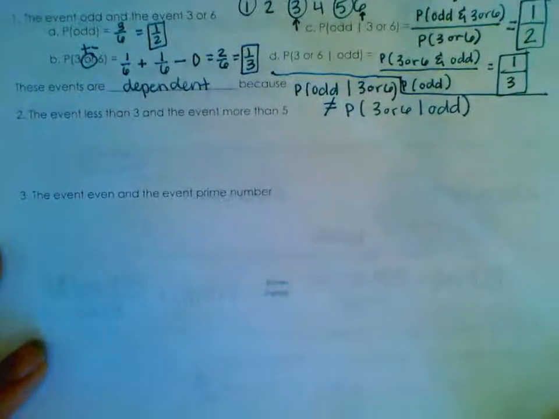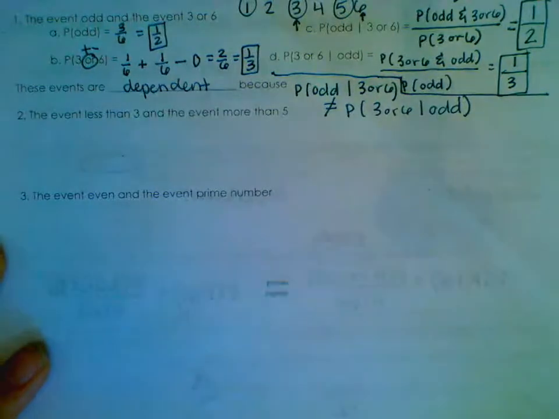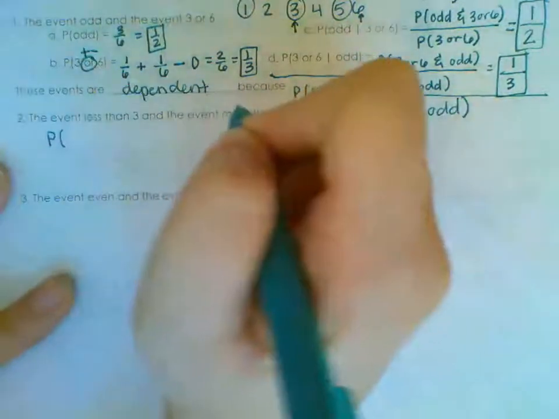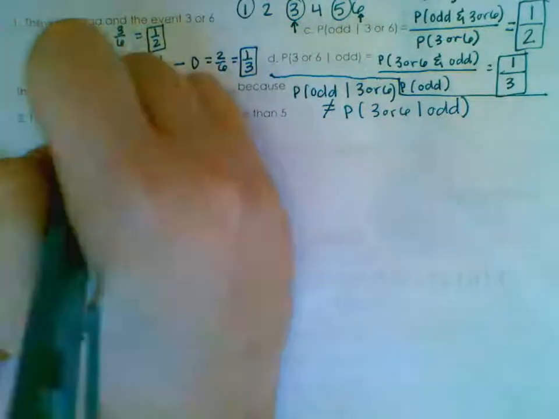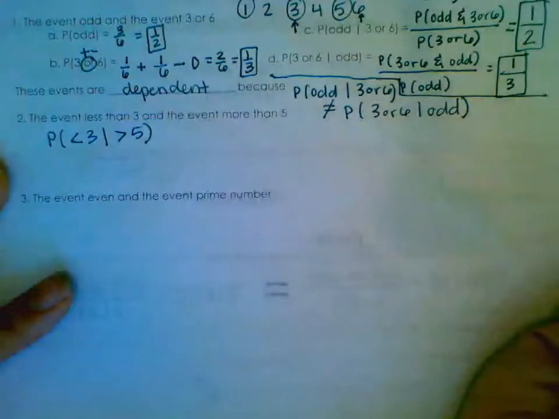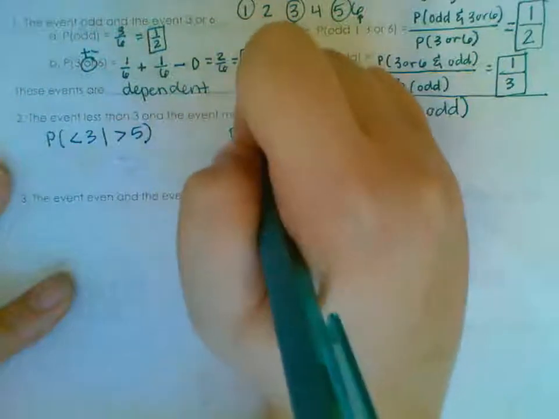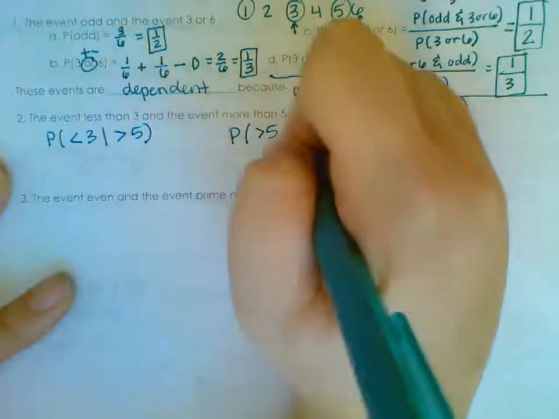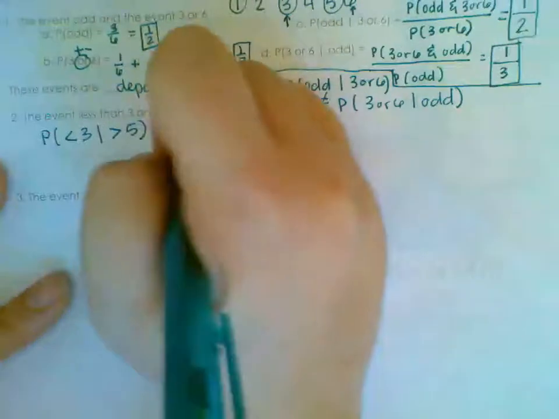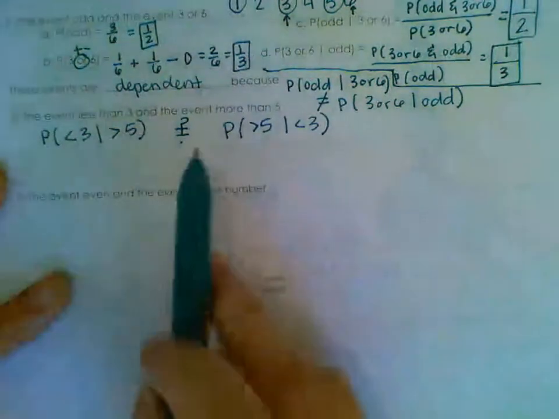Okay, let's try number 2. The event less than 3 and the event more than 5. We want to compare the probability of less than 3 given more than 5 to the probability of it switched the other way around, greater than 5 given less than 3. We want to see if these equal each other. So that's an equal sign with a question mark on top of it.